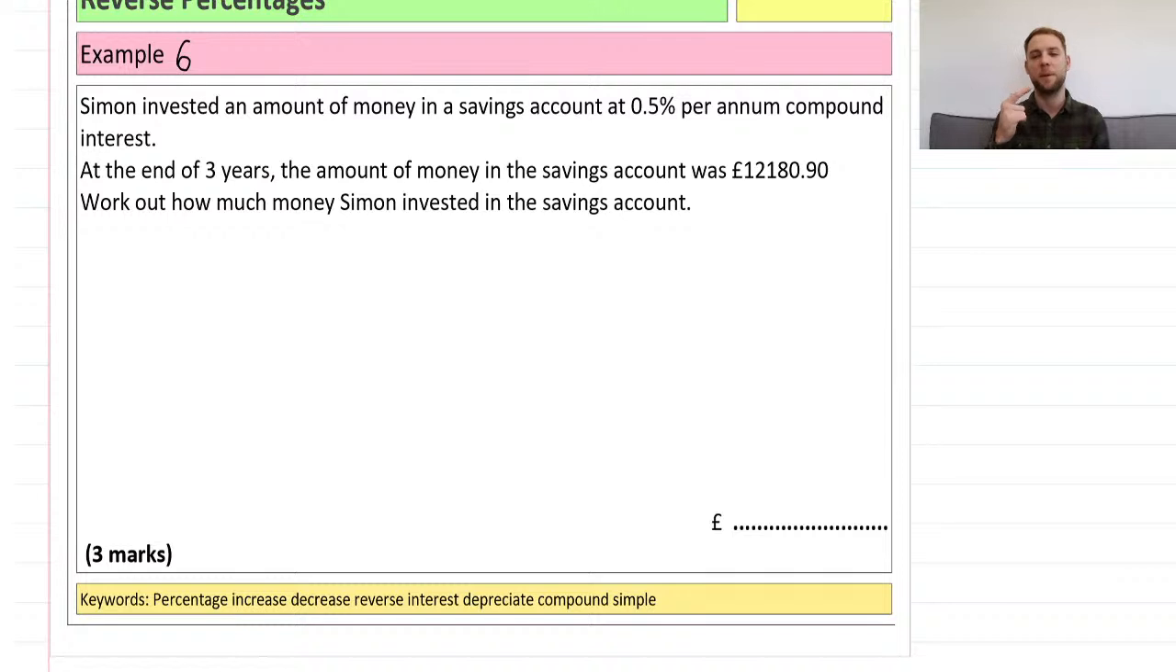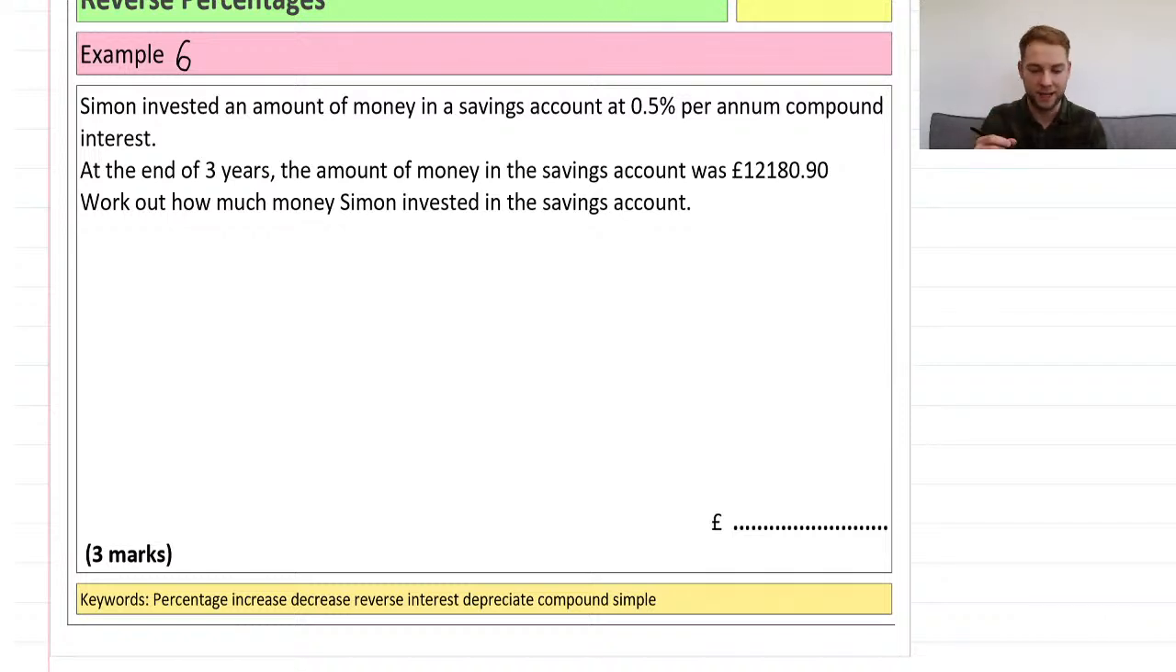So remember, per annum means year, interest means that it's an increase, and compound interest means that you're getting interest on your previous interest. So at year 3, the amount in the savings was £12,180.90. Work out how much Simon has invested in his savings account.